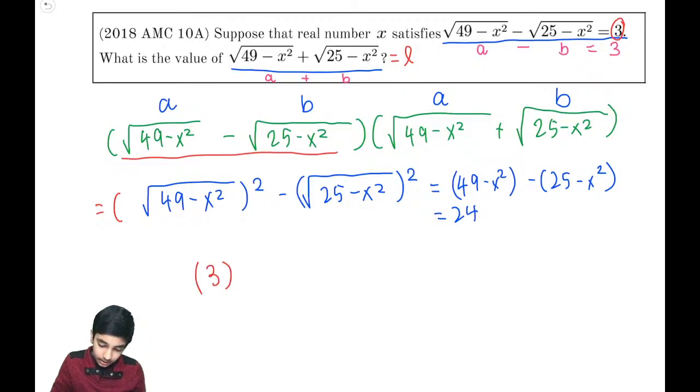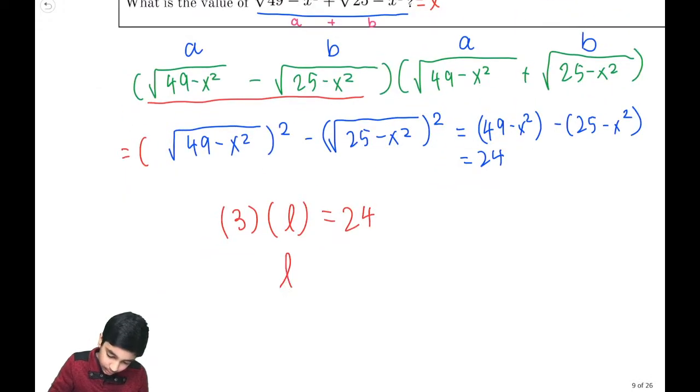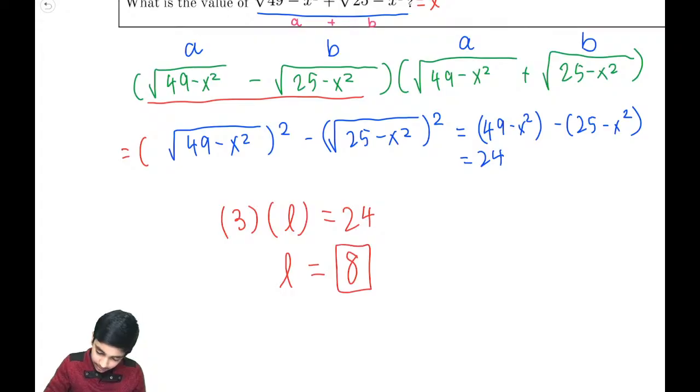And then what is the second quantity? Well, it's L. Let's say it's L. And that's going to be equal to 24. And that means that L, the quantity we want to find, is just equal to 24 divided by 3, or 8. So 8 is your answer for the problem.